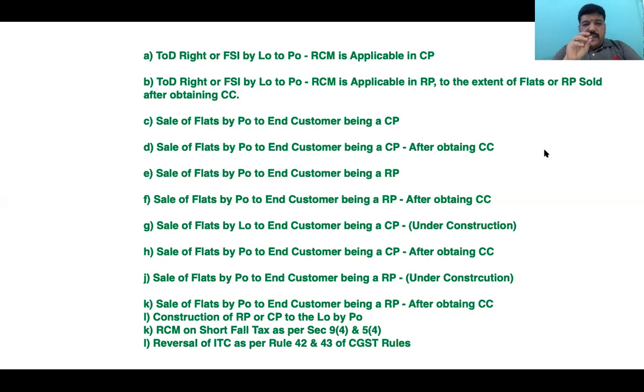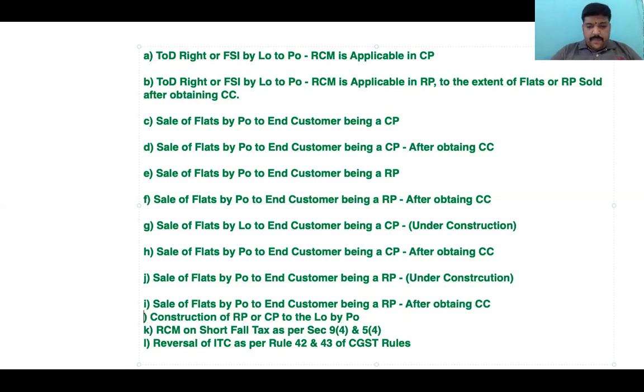A, B, then I, K, G, H, I, J, K. Some numbering problem there. Okay, not sure. G, H, I, J, K, H, I, J.